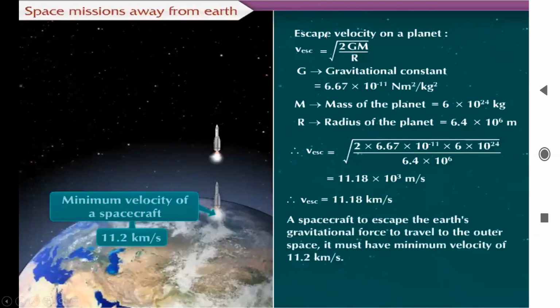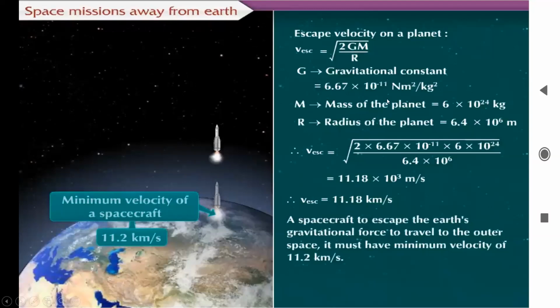See here. Escape velocity of a planet, V_esc, equals the square root of 2GM upon R. Here, capital G stands for the gravitational constant. How much is the gravitational constant? It is 6.67 into 10 raised to minus 11 Newton meter square per kg square. You always have to remember this value, because in numericals it is asked, so we have to remember these values.